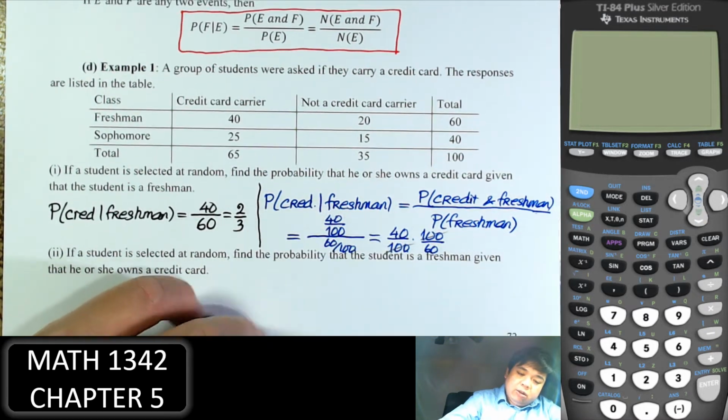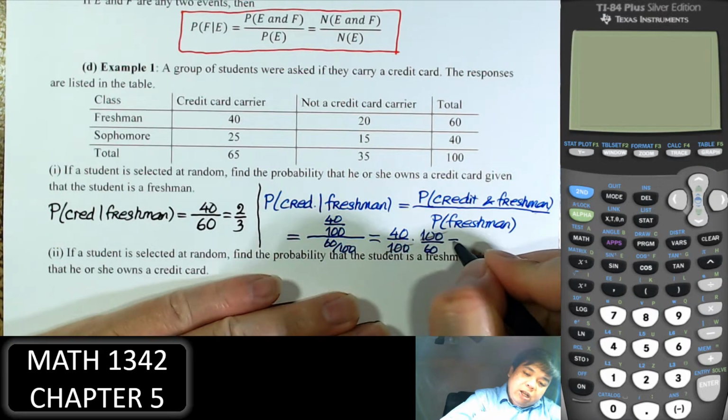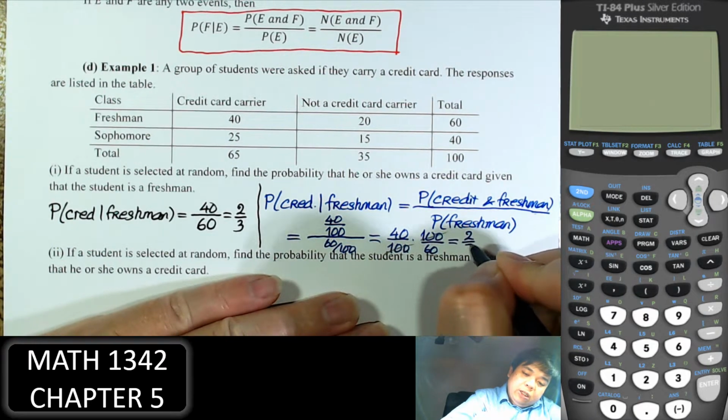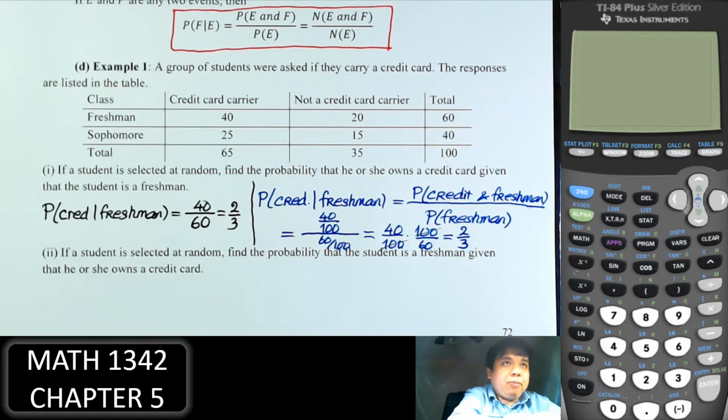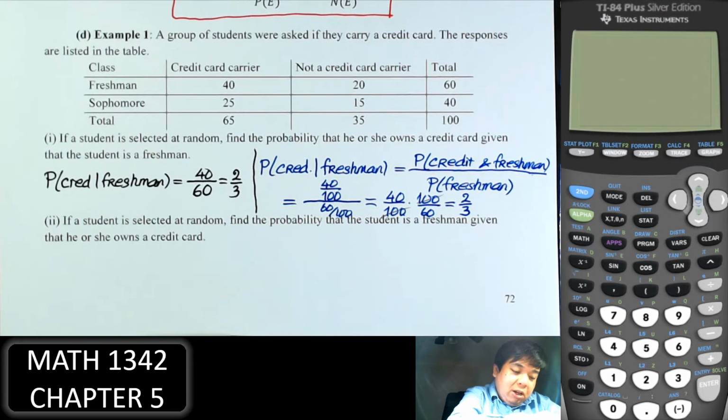That cancels out. 14, 60 cancel out. That's 2/3. Right, of course, they should be the same. Now, if the student is selected at random, find the probability that the student is a freshman given that he or she owns a credit card.